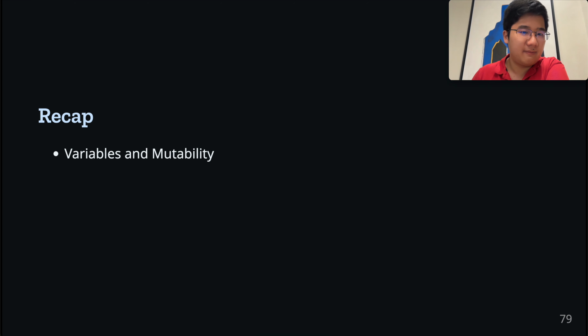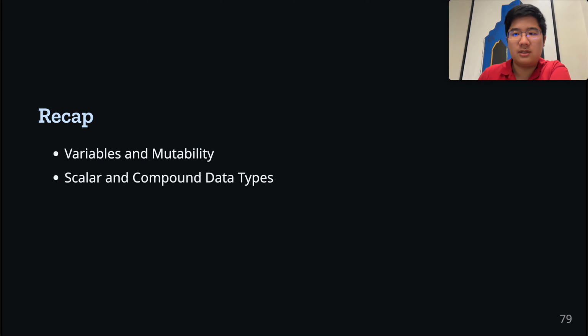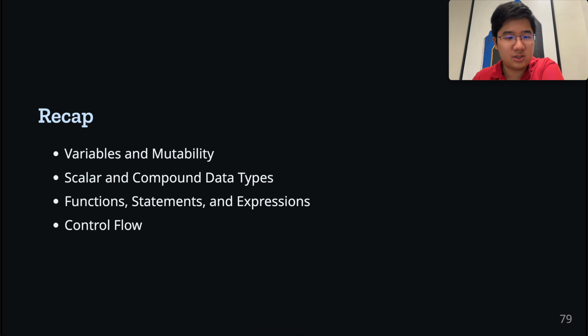So as a recap, we have variables and mutability. Again, mutability is turned off by default. We do not want things changing when we don't expect. We have scalar and compound data types, function statements and expressions, control flow, all this stuff, pretty standard. This is not the hard part of Rust, right? This is pretty typical of most programming languages, and we have all of those things.